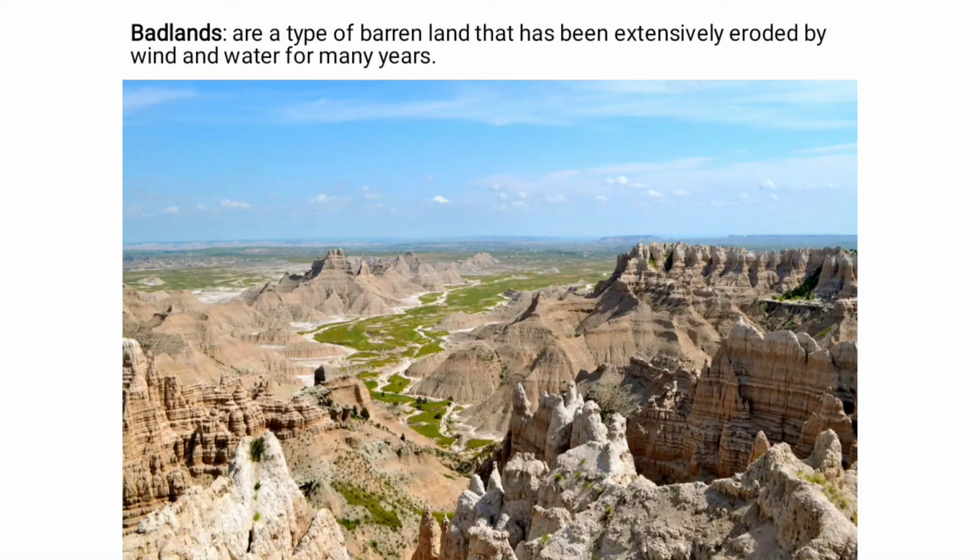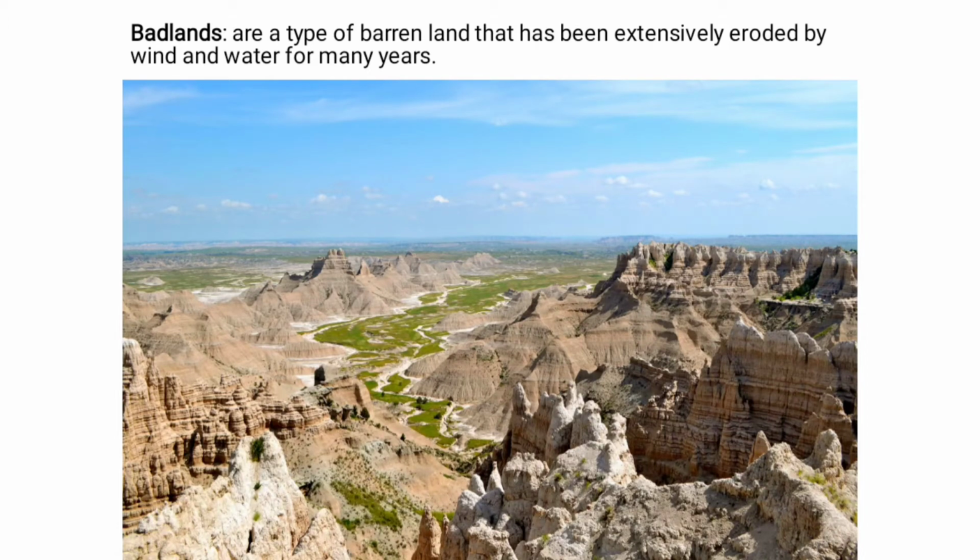In your textbook, you will find this term badlands. So what are badlands? Badlands are a type of landform that has been eroded continuously over the years. Badlands are a type of barren land that has been extensively eroded by wind and water for many, many years.